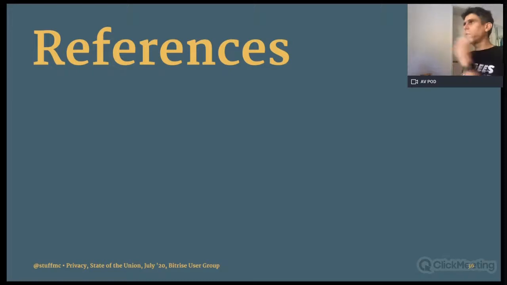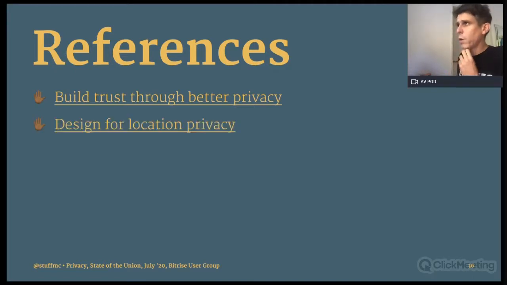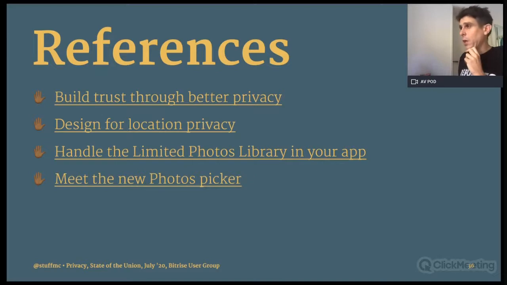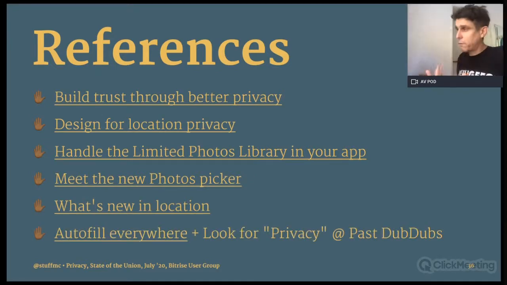All right, let's close this with references. Where do I get all this stuff? Well, like everybody else, I watch Dub. This is only Dub 20. We had so many. The bigger one, the one that encompasses all the others, is called Build Trust Through Better Privacy. Then there are a couple of smaller ones: Designed for Location Privacy, Handle the Limited Photo Library in Your App, Meet the New Photos Picker, What's New in Location, and Autofill Everywhere.